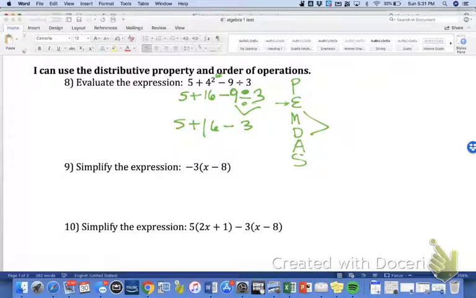Now, remember, you don't necessarily add before you subtract, but you just do adding and subtracting from left to right. Either way, though, it doesn't really matter. So I'm going to add first. So 5 plus 16 is 21. And then 21 minus 3 means that I get 18 for my final answer.